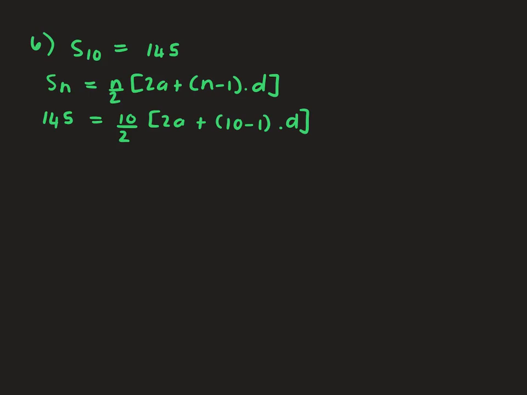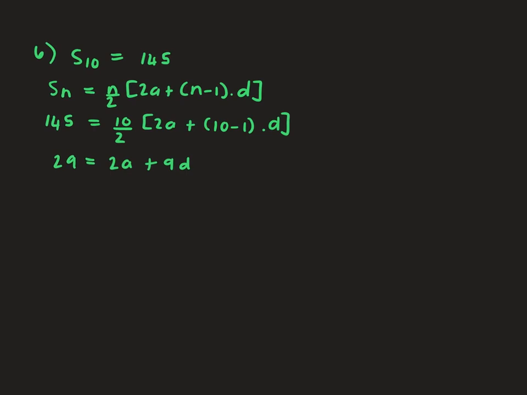I'm going to divide both sides by 5. 10 divided by 2 is 5. So we're going to go 2a plus 9d. Okay, so I'm actually going to stop for now. Well, I mean, we can make a the subject of the formula, but let's just hold up here for now, because we've got to deal with this other information. I'm just going to draw a margin.